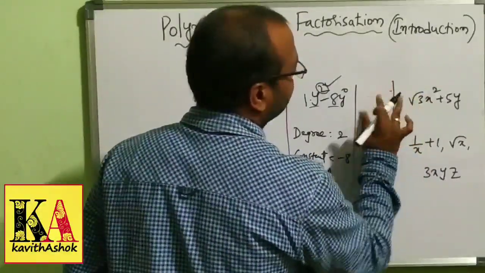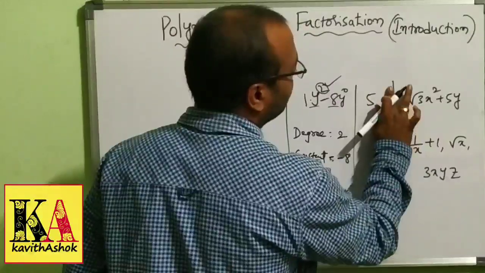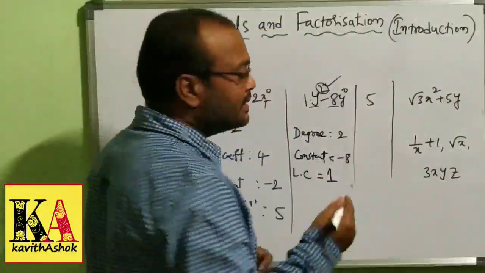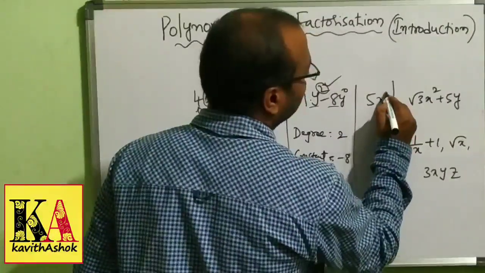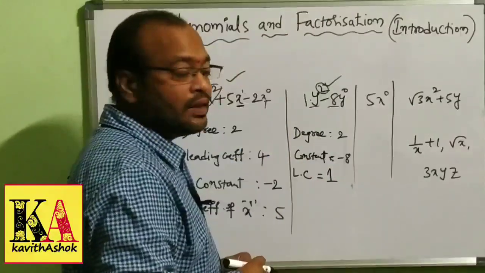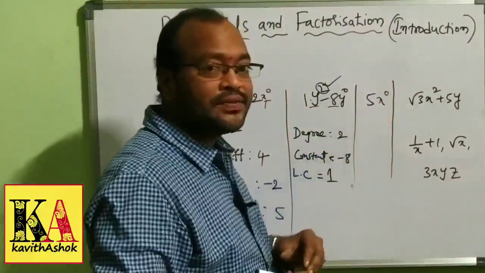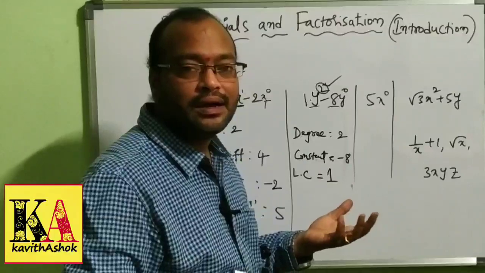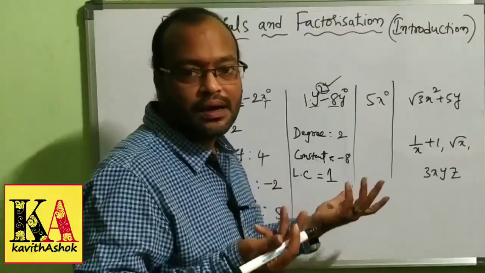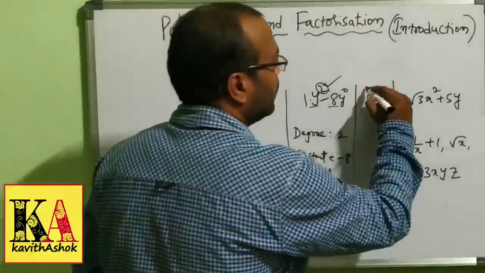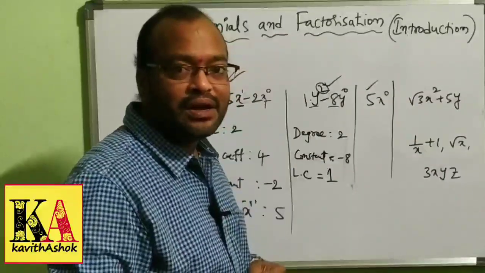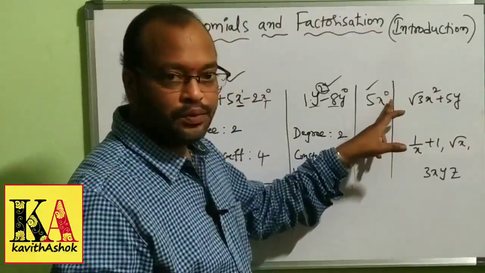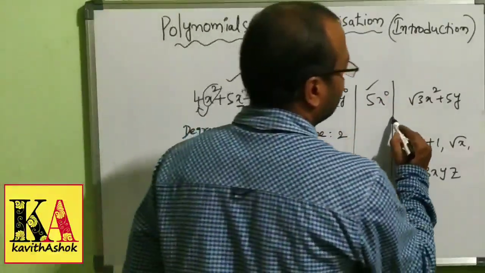Only 5 is there. We already know 5 means nothing is there, so we can write this as 5x to the power of 0. x power 0 is there. Degree is 0. That's why this is what? Constant. Constant is also a polynomial only. Constant polynomial. Yes, this is also a polynomial. The degree of the constant polynomial is 0. Right. Go for the next one.